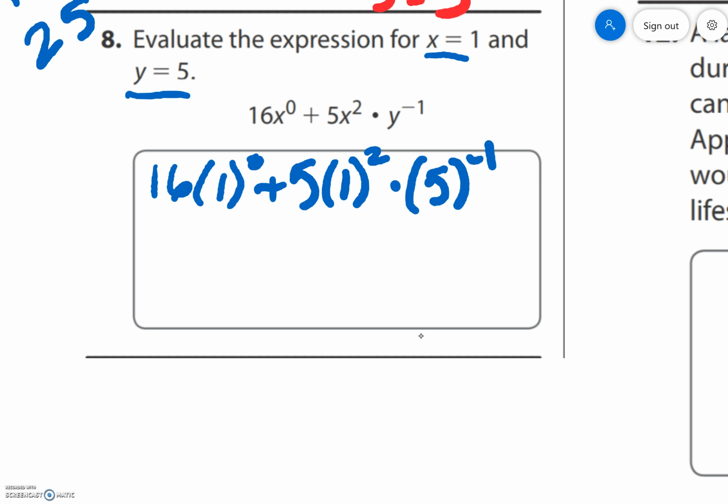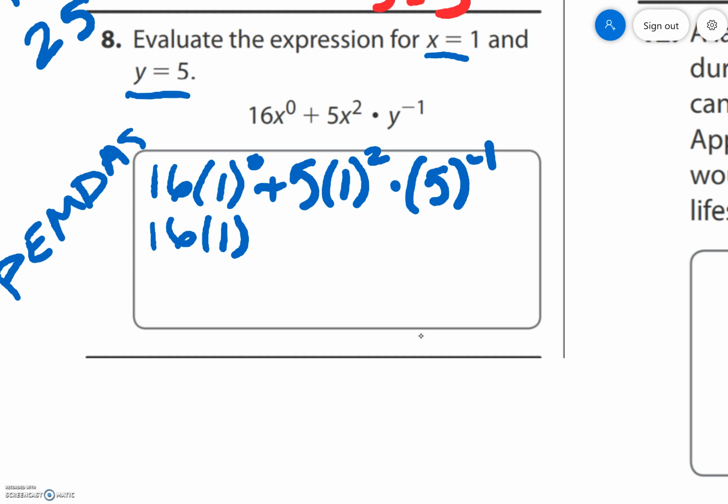Now I follow my rules of PEMDAS. Please excuse my dear Aunt Sally. So I'm going to do all the exponents first. So I've got 16. 1 to the 0 is just 1. Anything to the 0 power. Plus 5. 1 to the second power is 1 times 1. So that's just 1. And now times 5 to the first power.